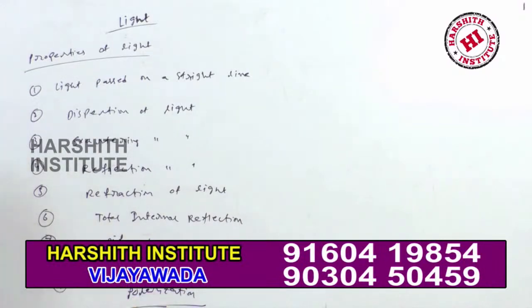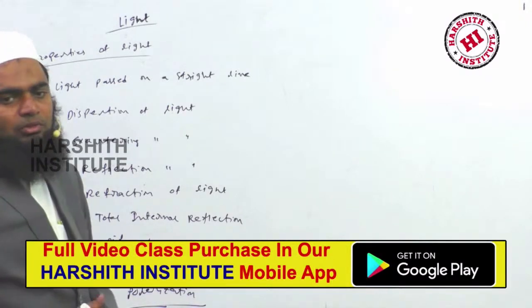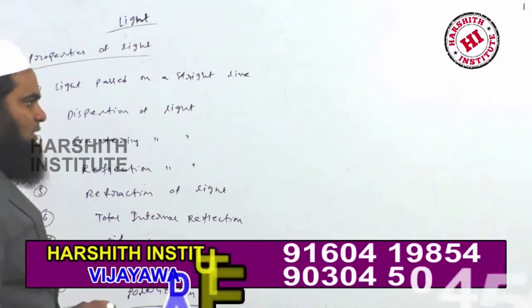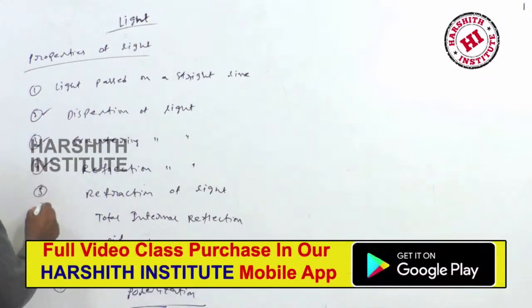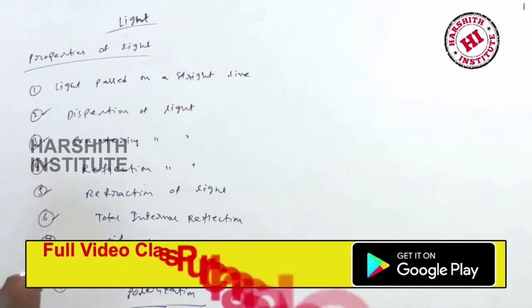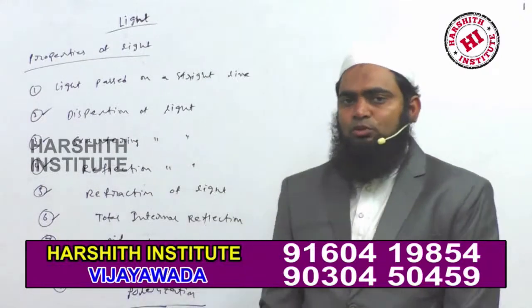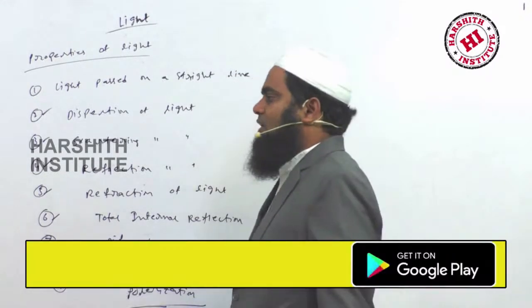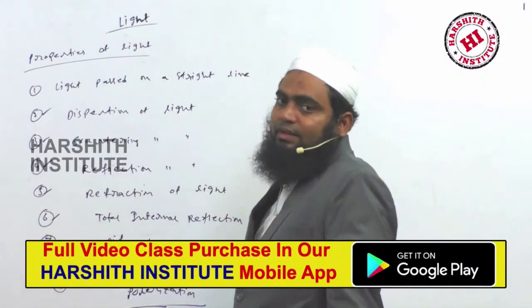Polarization. So these are the different properties of light. We can discuss them one by one. From our examination point of view, some of these properties are asked very frequently: dispersion of light, scattering of light, reflection, refraction, and total internal reflection. These are very important topics that can be asked in the examination.